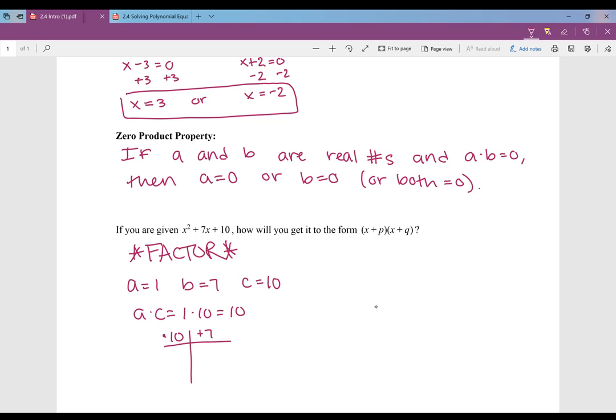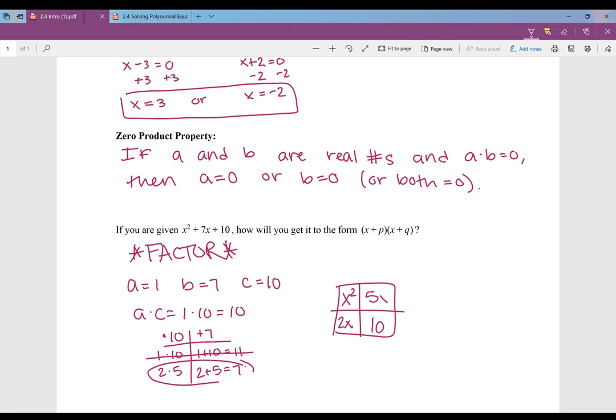So what multiplies to 10? We could do 1 times 10 or 2 times 5. 1 plus 10 is going to be 11, so that one won't work. What's 2 plus 5? Well, that would be 7. So those are going to be our two factors. So when we make our box, first term in the first box, x squared, last term in the last box, 10. And we need to split up 7x into these two boxes. So we're going to split it up by saying 2x and 5x, right? Because 2x plus 5x is the same as 7x.